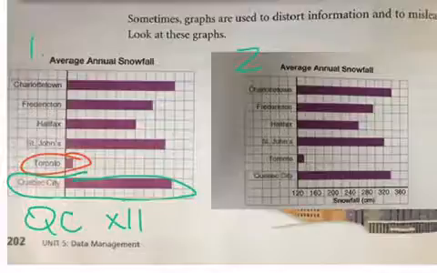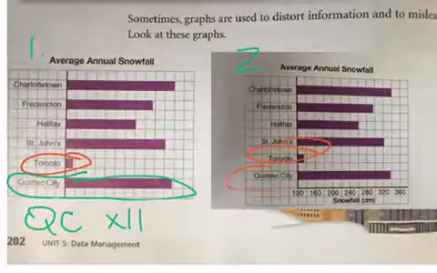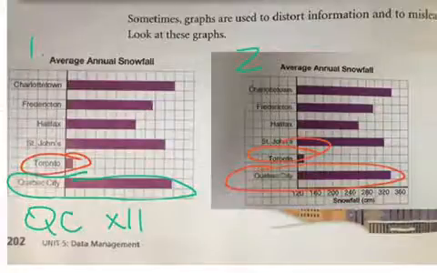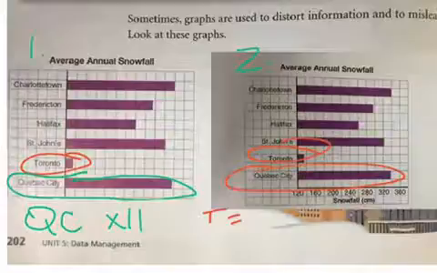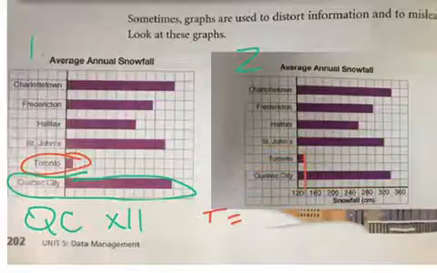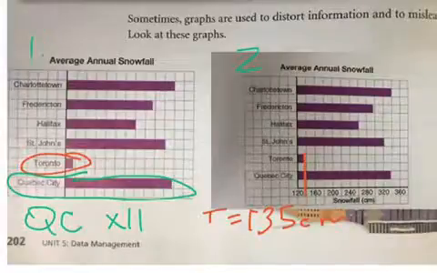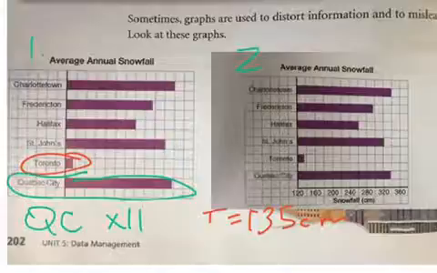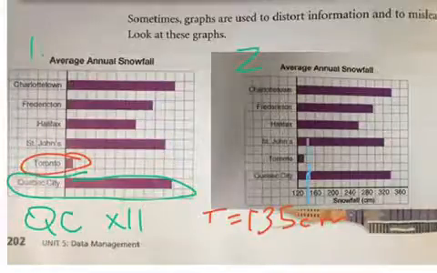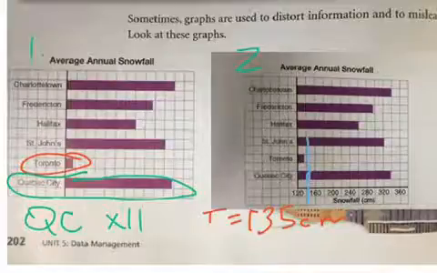Now if we look at the second graph and we look at Toronto versus Quebec City and we pay attention to the intervals on the bottom, it shows that Toronto receives probably about 135 centimeters or so. And remember, we can calculate that by knowing that each grid is an increase of 20. So at this grid mark, we would actually be 140. And as you can see, Toronto comes in slightly below 140. So let's say about 135 centimeters Toronto gets of snow.